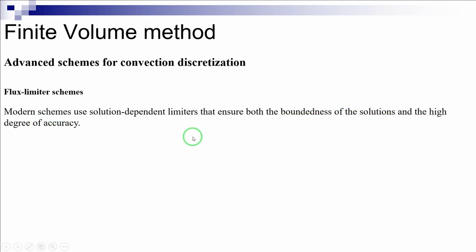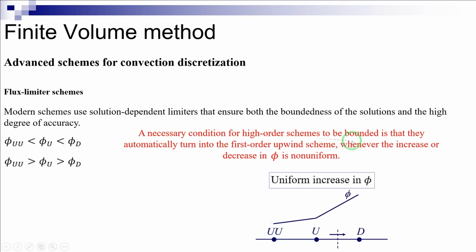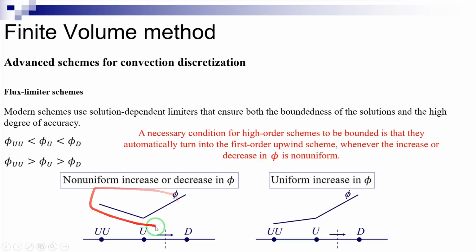For schemes which are based on the values of phi over 3 nodes, if phi UU is less than phi U is less than phi D, or phi UU is greater than phi U is greater than phi D, then it can be said that phi is uniformly increasing or decreasing as shown here. Here in this figure, we can see the fluid flow direction, and D stands for downstream, U upstream, and UU upstream upstream. A necessary condition for high order schemes to be bounded is that they automatically turn into the first order Upwind scheme whenever the increase or decrease in phi is non-uniform as shown here.